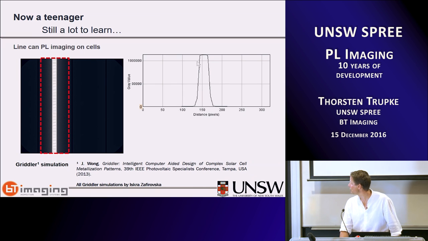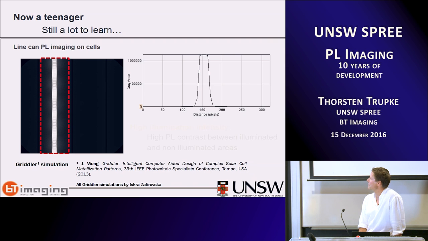And this chart here on the right-hand side shows a cross-section through this dotted region from left to right. And you can see that, as you might expect, the PL intensity is very high in the area where the cell is illuminated, and it's almost zero outside that region. So this is all as we would expect.